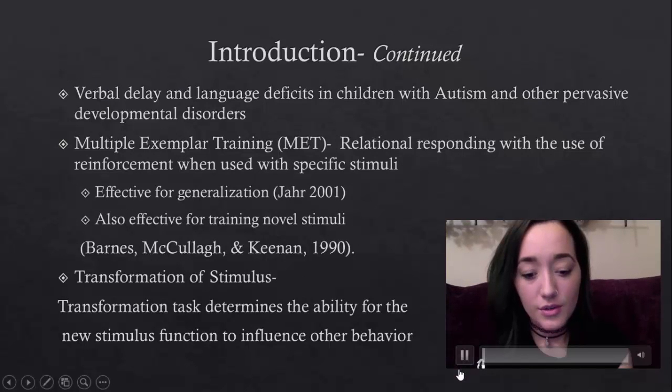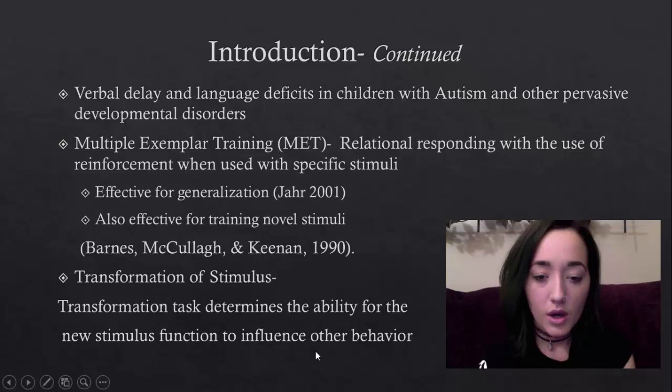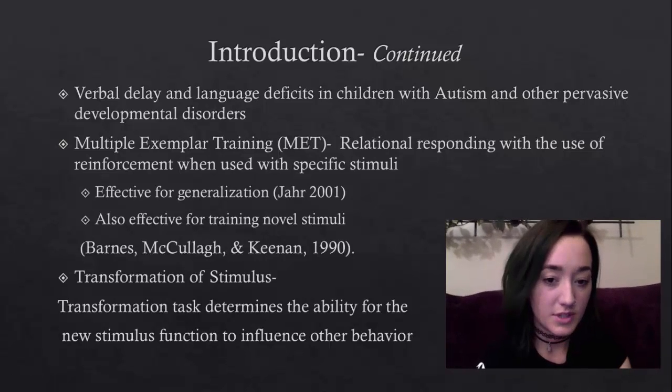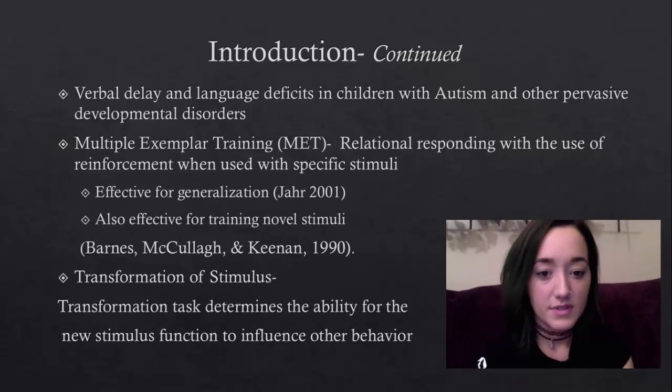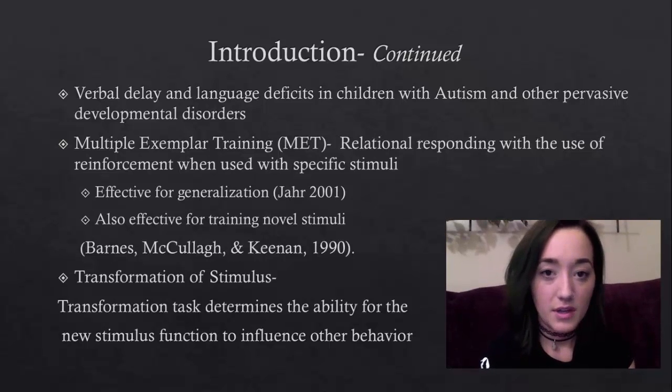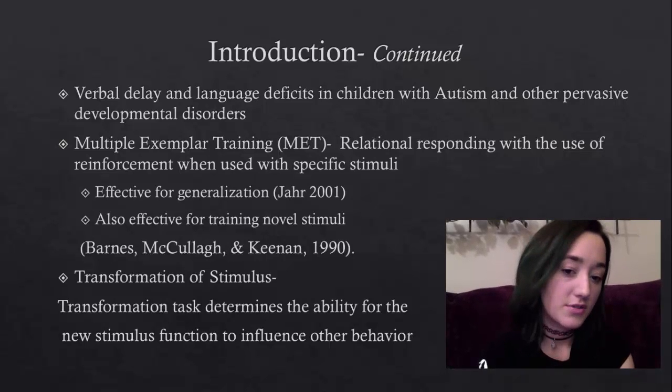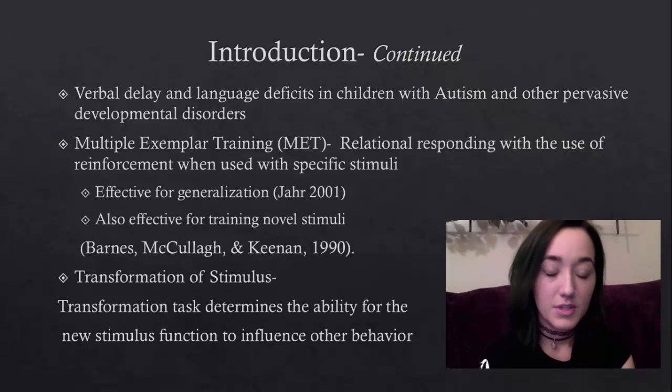So finally, I want to talk a little bit about the purpose of this study. We talked about how children with pervasive developmental disorders commonly experience verbal delay and language deficits, and those deficits can be met using things such as multiple exemplar training, which uses relational responding with the use of reinforcement to produce generalized answers with one specific stimuli. It's also very effective for training novel stimuli.